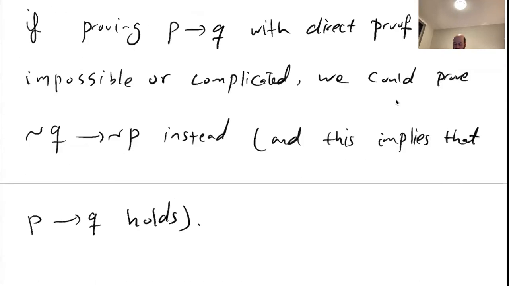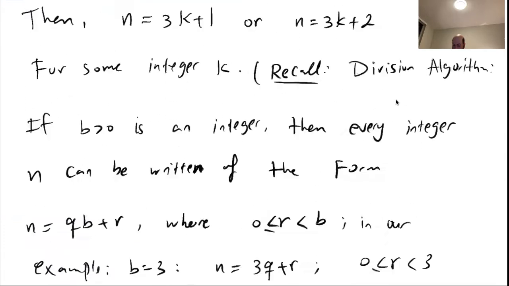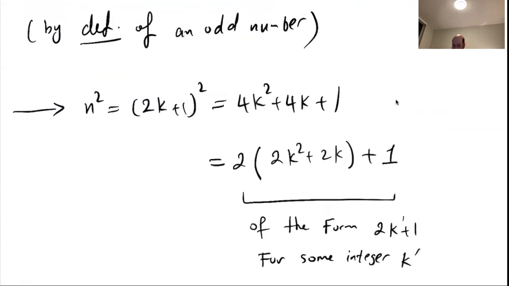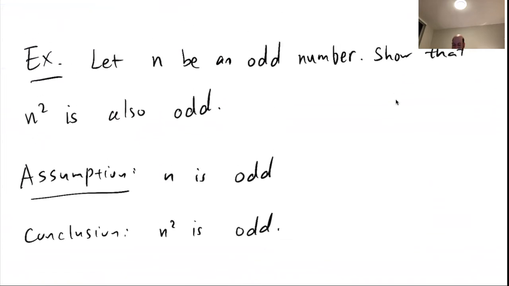Compare this with the previous examples that we did. For example, in this one we said n is odd, then n squared is odd, which is similar to the converse of what we are doing, because here we are assuming n squared is even, then n is even. In the previous example, we showed that if n is odd, then n squared is odd.